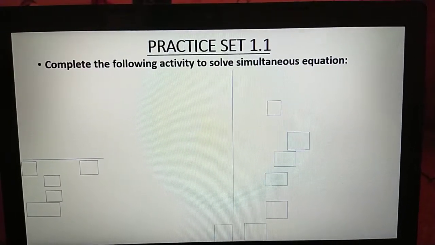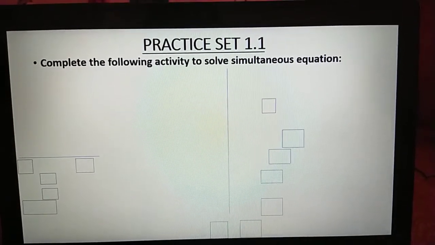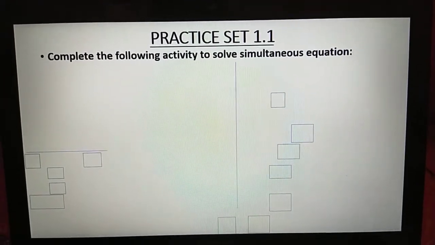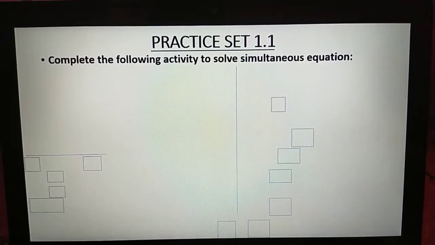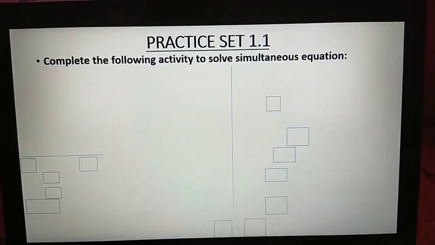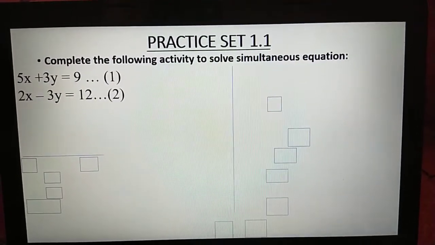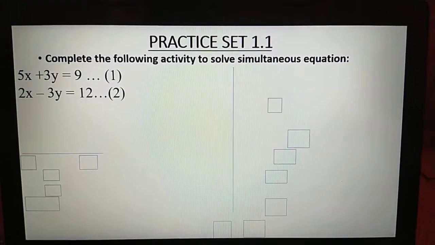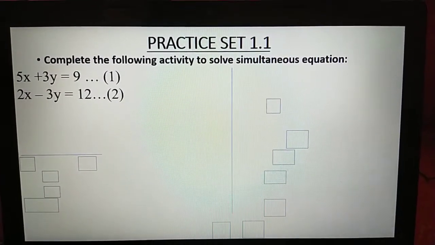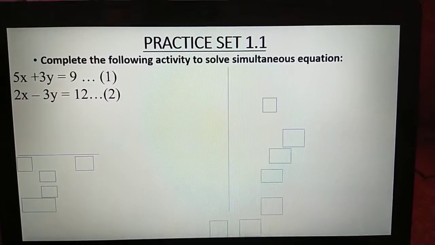The first question is: complete the following activity to solve the simultaneous equations. Now can you all see boxes in this? So this activity means you will get the sum in the form of boxes. Our first sum says that 5x plus 3y is equal to 9 and 2x minus 3y is equal to 12. So these are the two equations given to us.